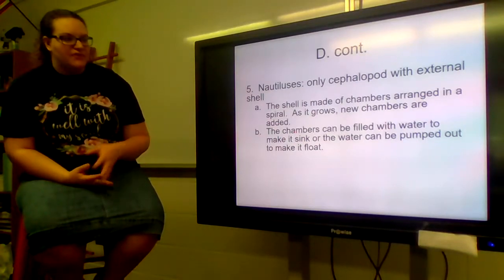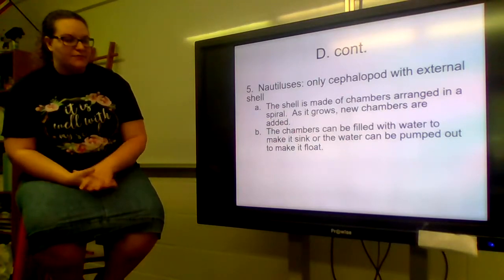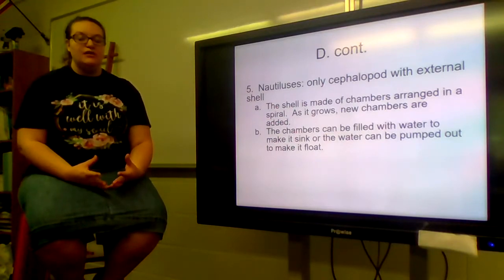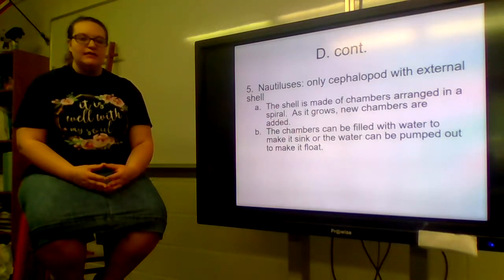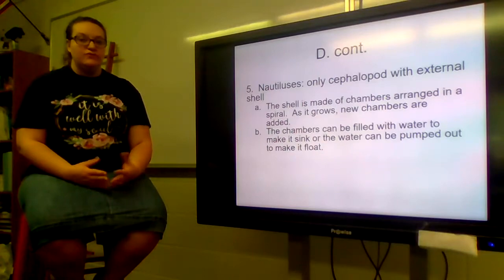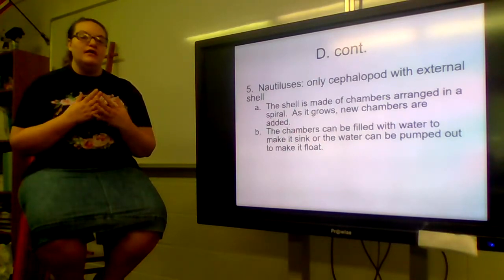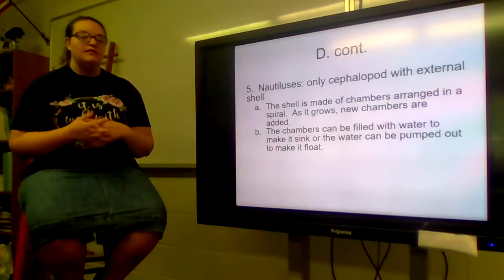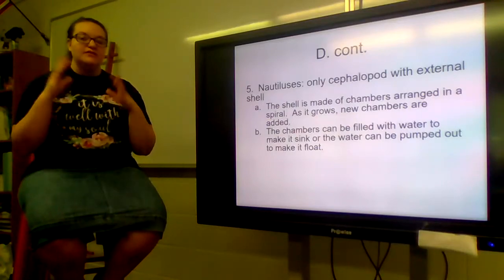The chambers can be filled with water to make it sink in the water, or water can be pumped out of it to make it float. So the chambers of their shell really are like a flotation device for them, or like an airbag system. If they want to float, the chambers are able to be filled with gas, and that allows them to stay buoyant. If they want to sink in the water column, then they let water into those chambers and they seal them off so they can sink.